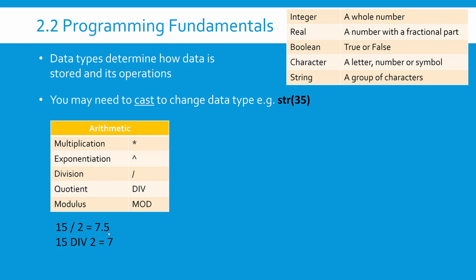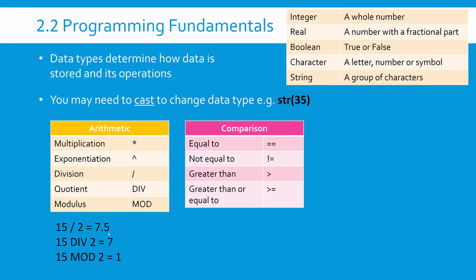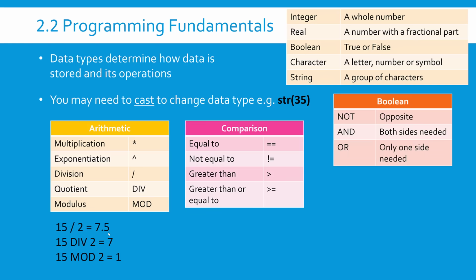Now modulus goes hand in hand with quotient. What modulus does, shortened to mod, is give you the remainder. So 15 divided by 2, 2 goes into 15 7 whole times with a remainder of 1. So 15 mod 2 gives you 1. When you're using if statements in iteration, you might use comparison operators. They're fairly self-explanatory, I think. And Boolean, we will look at later in terms of truth tables. But just in essence, with and, both sides need to be true for the whole thing to be true. And with or, only one side is needed to be true. They are a common source of errors.